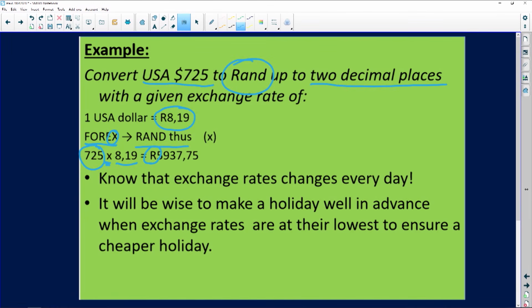All right, guys? So remember, exchange rates change every day. In fact, if you're doing stock exchange and if you go deep into making money with exchange rates, it changes by the second. All right, so money fluctuates. That's the word that we're looking for. So it will be wise to make all your bookings for your holiday well in advance, because sometimes exchange rates can be in your favor and other times exchange rates might go up and your holiday suddenly has become a lot more expensive.